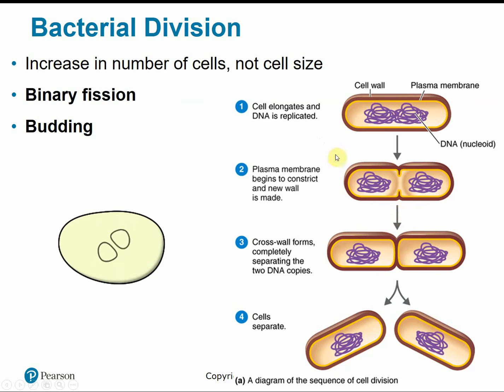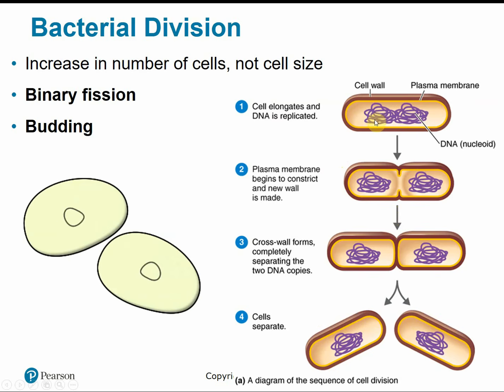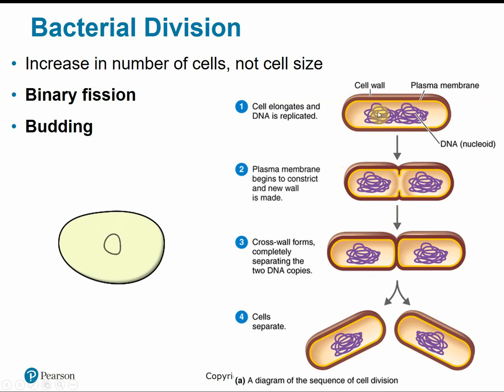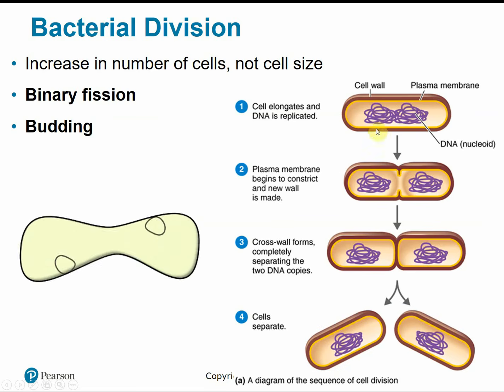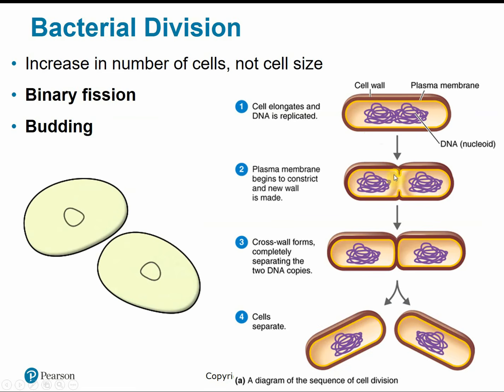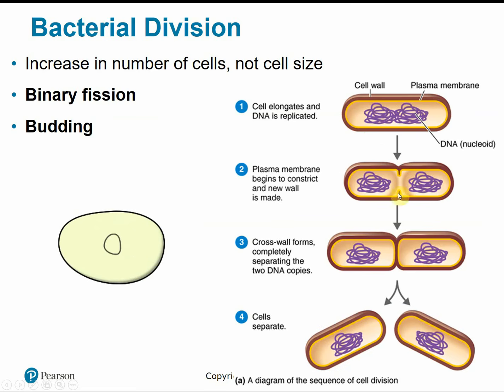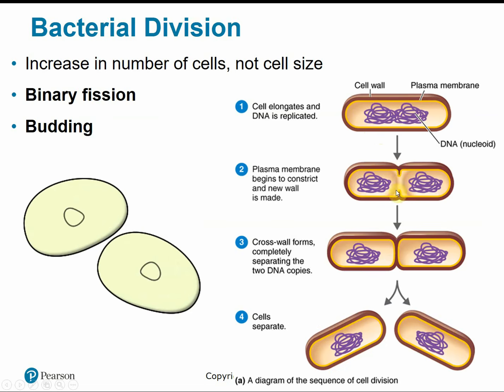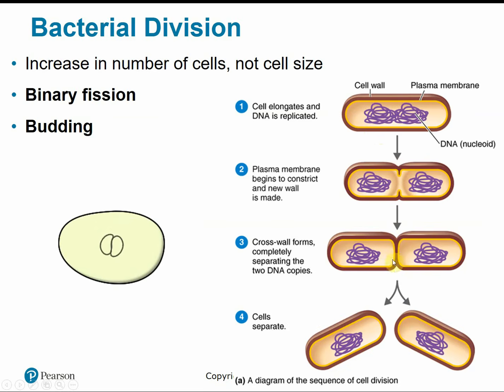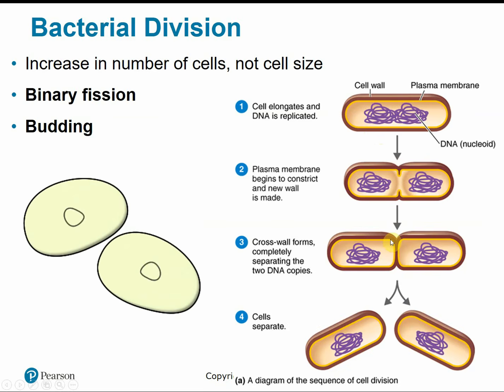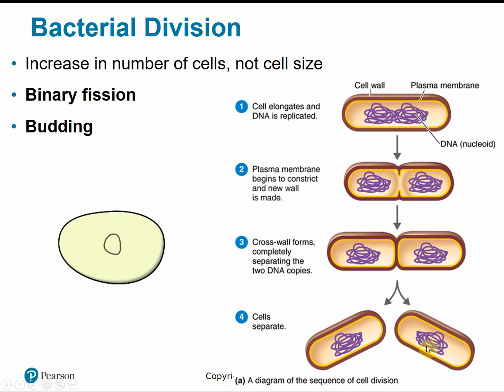The process of binary fission begins with replicating the DNA in the nucleoid. So we have to make a copy of the DNA to give to our copied new cell. Then the plasma membrane and the cell wall will start to pinch off in the middle and start to form a new cell wall. Eventually the new cell wall is completed, so we've separated these two cells, and now they separate.